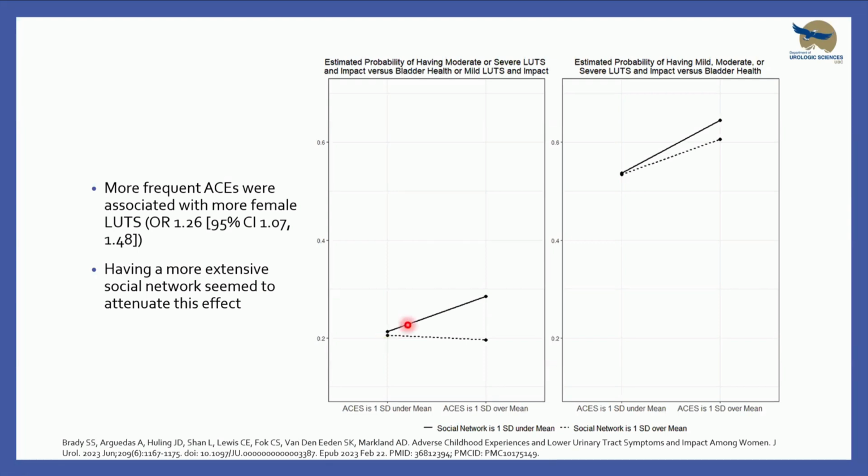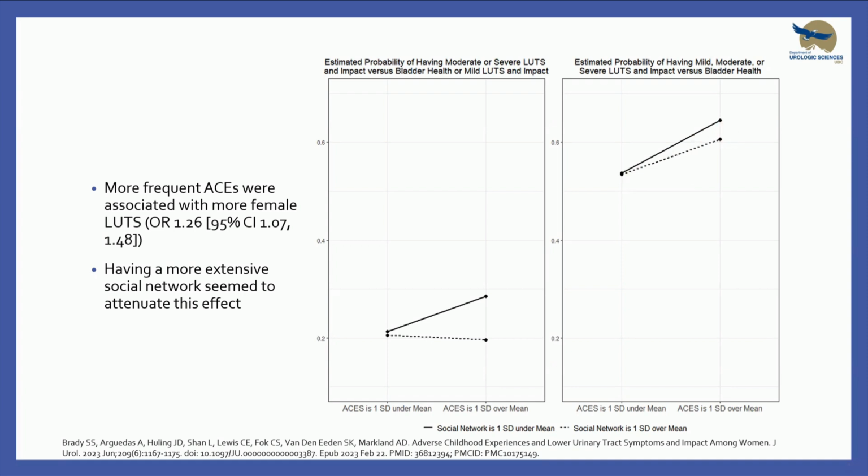And you can see that here in both these figures, you can see if your ACE was 1 standard deviation over the mean, you had a higher likelihood. This is for moderate and severe LUTS, and this is for mild, moderate, and severe LUTS. But interestingly, the dotted line are those whose social network was 1 standard deviation over the mean, whereas the solid line is if they had a social network that was 1 standard deviation under the mean. So basically what they said is having a more extensive social network seems to attenuate this effect. Indeed, it even flattened it when we came to moderate or severe LUTS. And for all LUTS, it did seem to lower it a bit.